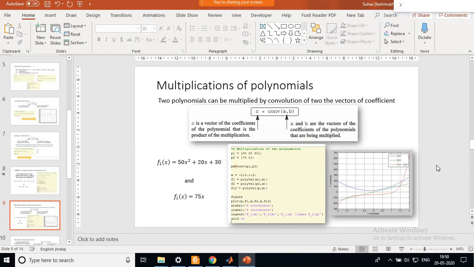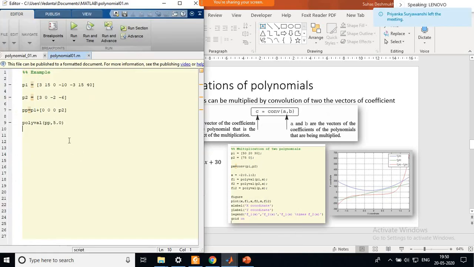Sometimes we need to multiply polynomials, where one polynomial is to be multiplied with another. For that purpose, what is to be done? We need to use a function called convolution. This function is mostly used in control kind of applications. Convolution means multiplication of two functions. In the same way, you have two polynomials and you want to have the convolution of them.